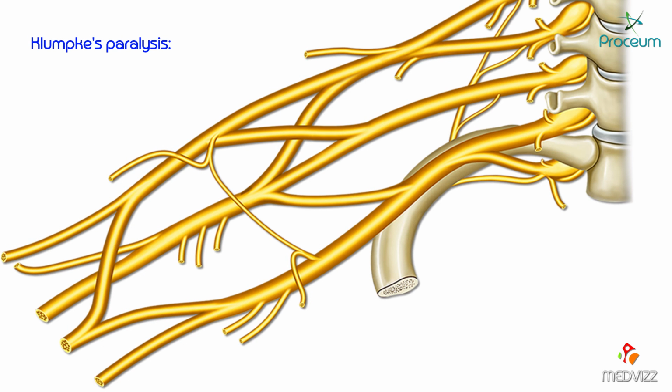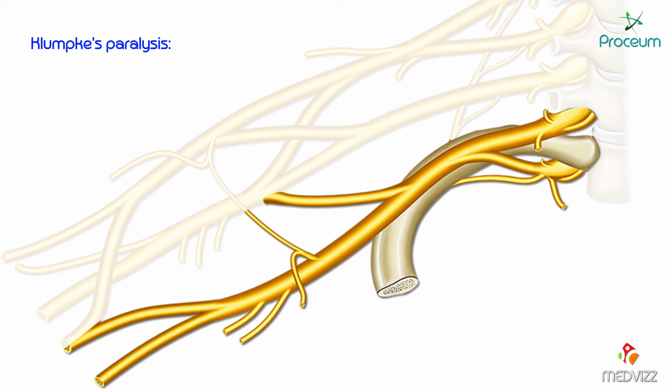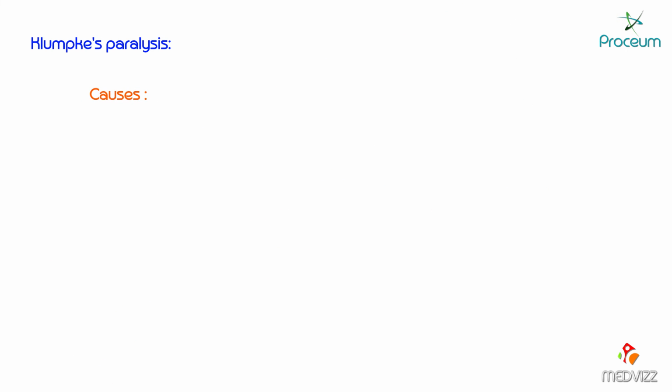Klumpke's paralysis. Klumpke's paralysis is mainly due to an injury to the lower trunk of the brachial plexus. It has a low incidence as well as poor prognosis compared to Erb's paralysis, and the nerve roots mainly involved over here are T1 as well as partially C8. And what are the causes of Klumpke's palsy? It is more commonly seen in obstetric injury and also in cervical rib.